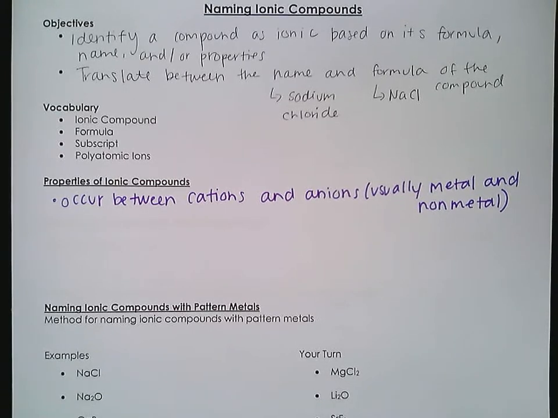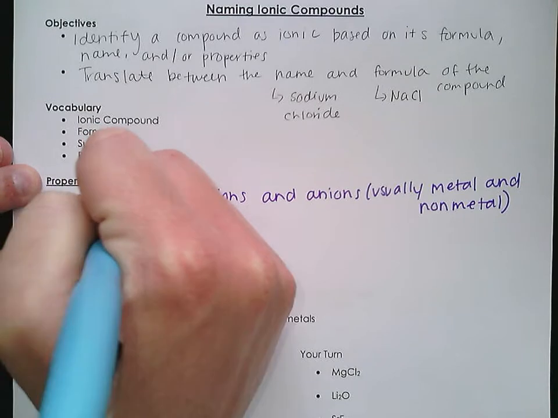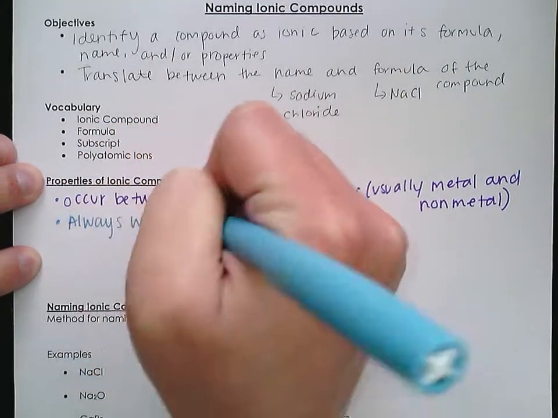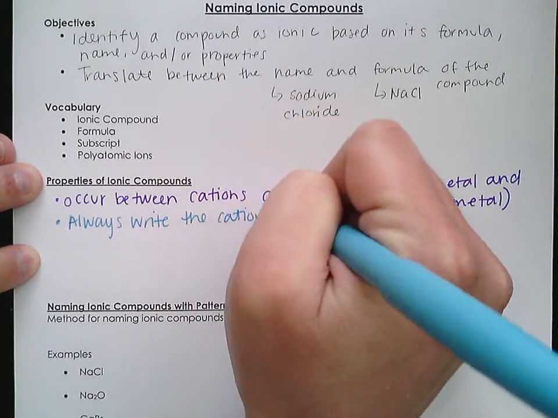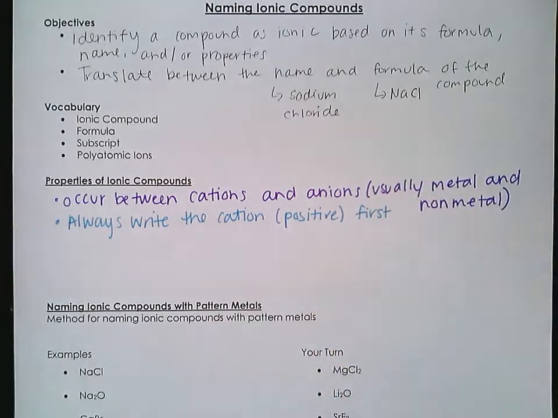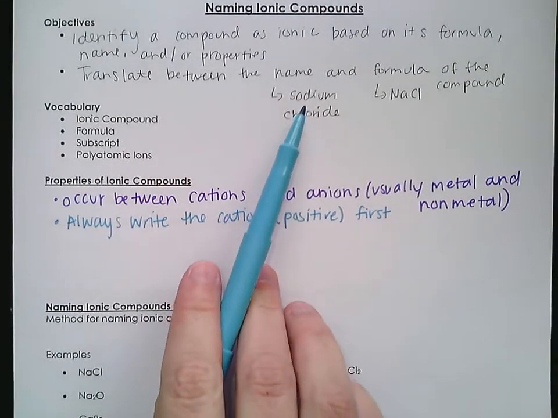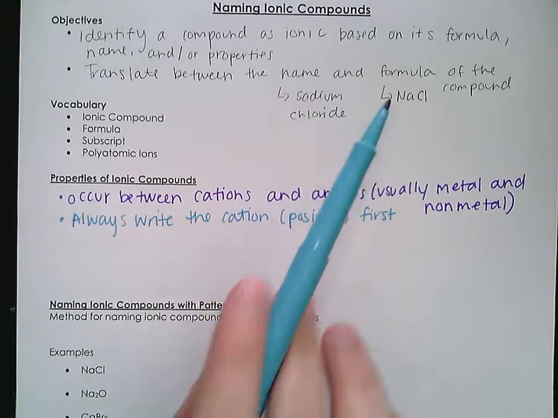When we are writing these, regardless of if it is in a formula or in a name, you always write the cation first. That's the one that's positive, remember? So sodium is our positive ion up here. So sodium is first both in the name and in the formula.